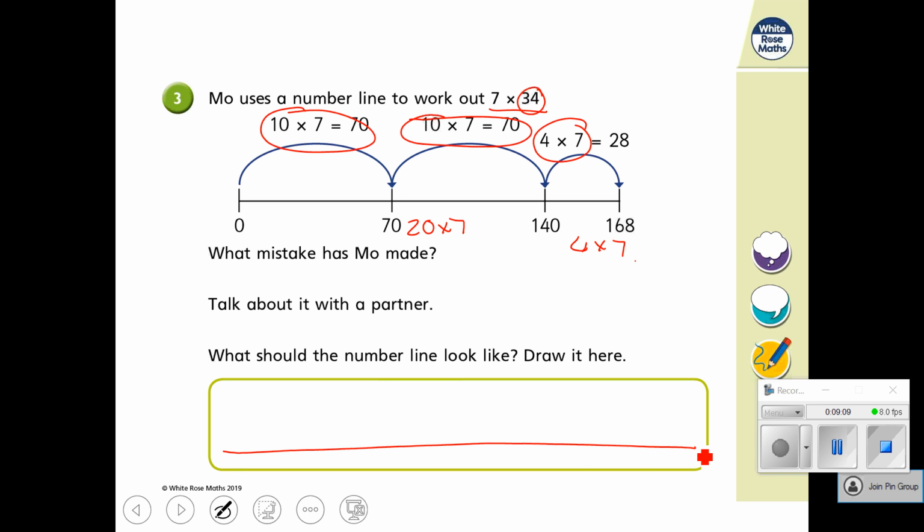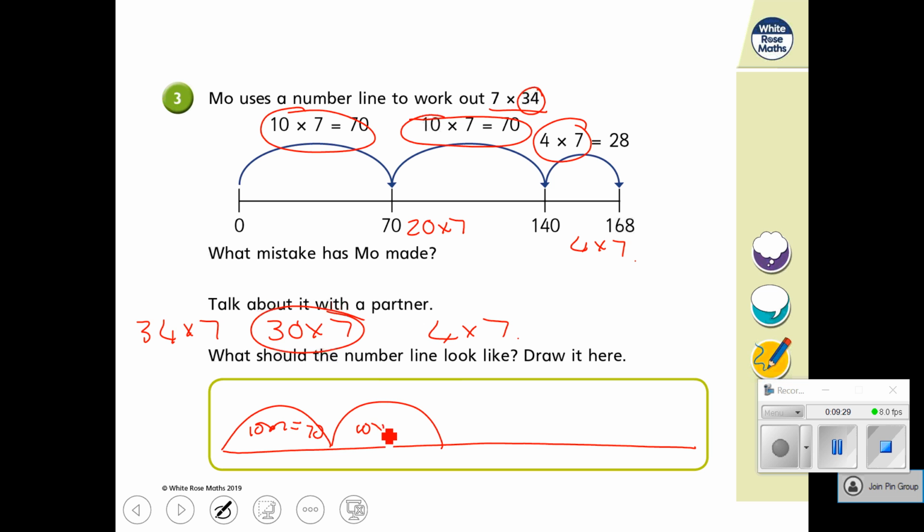Okay, so 34 times 7 is 30 times 7 and 4 times 7. So Mo quite rightly has counted up in groups of 10 times 7. So 10 times 7 here equals 70. Another 10 times 7 here is another 70. But we need a third 10 times 7, which is another 70 to make 30 times 7.